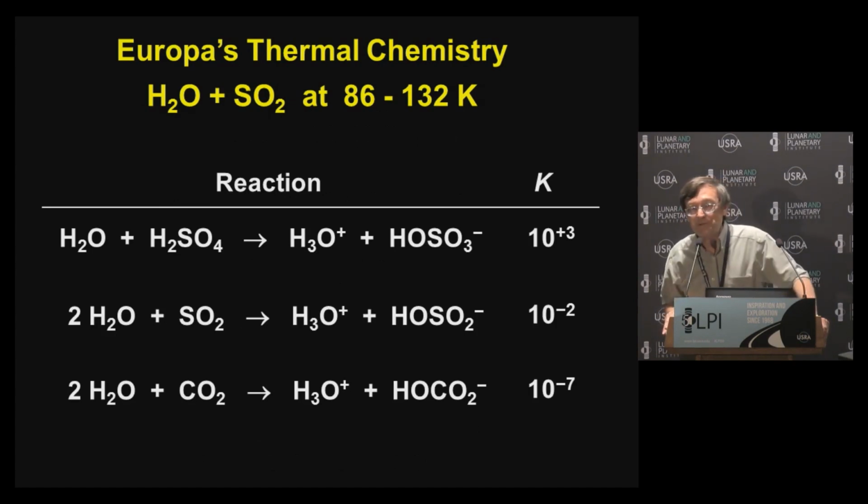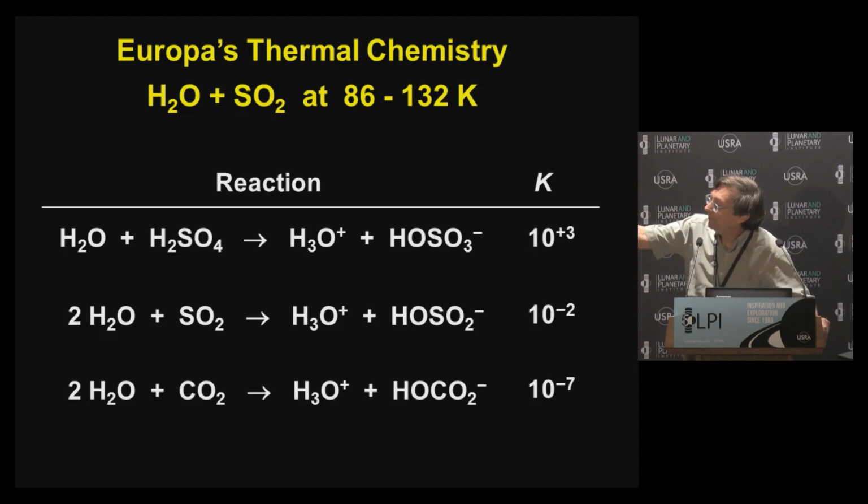Okay, the thermal chemistry. These are thermodynamic equilibrium constants for water reacting with hydrogen sulfate, SO2, and CO2. And all you've got to know is this measures the tendency for this reaction to take place. The bigger number here means the reaction takes place easily.